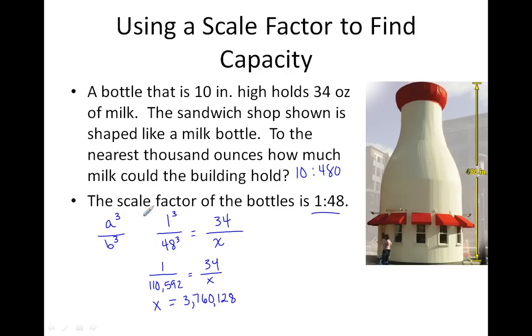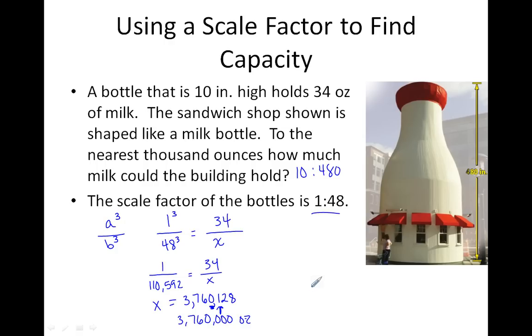And we want to know to the nearest 1,000 ounces. Here is our thousands place. All right, so we're going to look at this number to determine how to round it. So everything in front stays the same. Now, since 1 is below 5, this stays the same. So 3,760,000 ounces, approximately. All right, so that's how we can use scale factor.